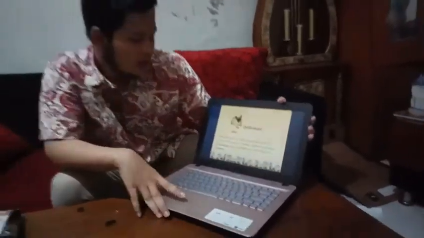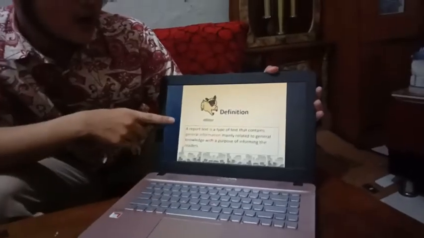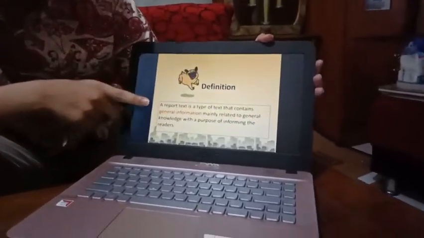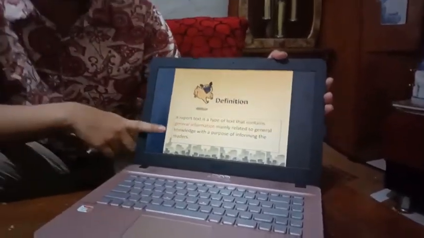Okay, what actually is report text? The definition of report text is a type of text that contains general information. General information. So it means cat is general information. There are so many cats in the world. You cannot say Angora cat or Persian cat, but you just explain about the cat in general.